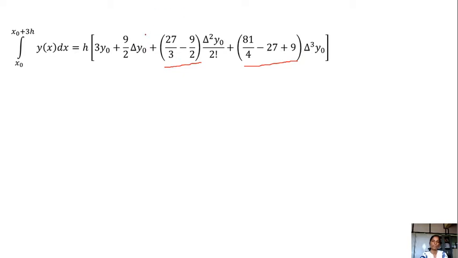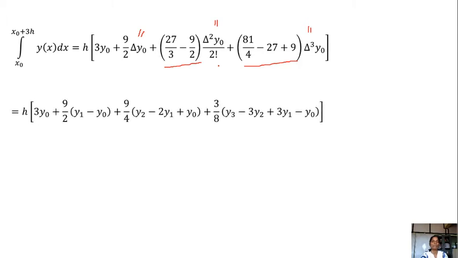So simplify these brackets and simultaneously put the values of delta y naught, delta square y naught, and delta cube y naught. So what is delta y naught? This is the forward difference of y naught, and that is next minus previous. So y1 minus y naught. Again, delta square y naught we have computed.